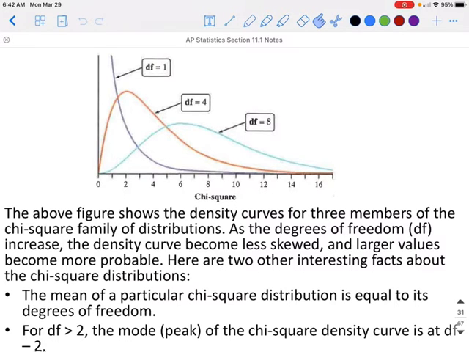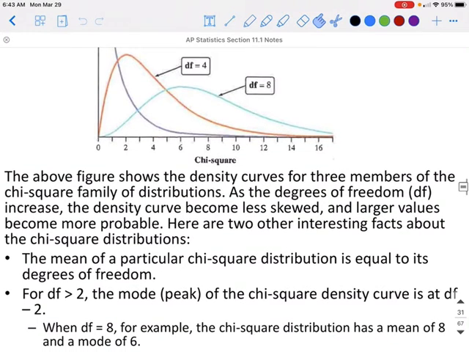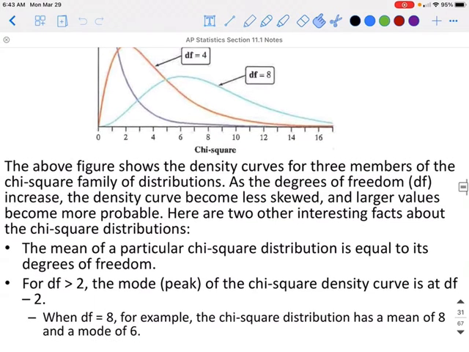Here are 2 other interesting facts about the chi-square distribution. The mean of a particular chi-square distribution is equal to its degrees of freedom. For degrees of freedom greater than 2, the mode, or the peak, of the chi-square density curve is at the degrees of freedom minus 2. So when the degrees of freedom is 8, for example, the chi-square distribution has a mean of 8 and a mode of 6.